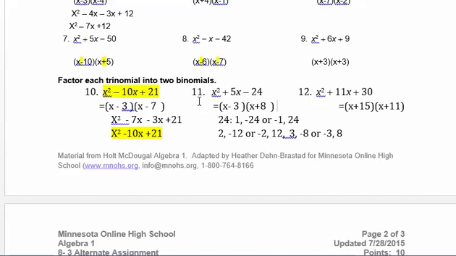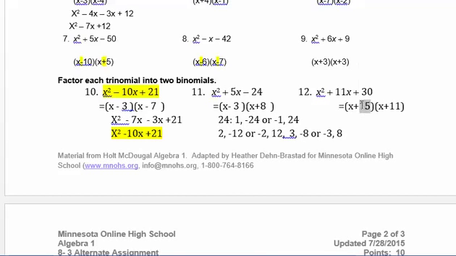X times x is x squared. Then you'll do the outer. X times 8 is 8x. Then you'll do the inner. Minus 3 times x is minus 3x. And then you'll do the last times the last. Negative 3 times 8 is negative 24. And then the middle two terms are going to work. You're going to get a plus 5.